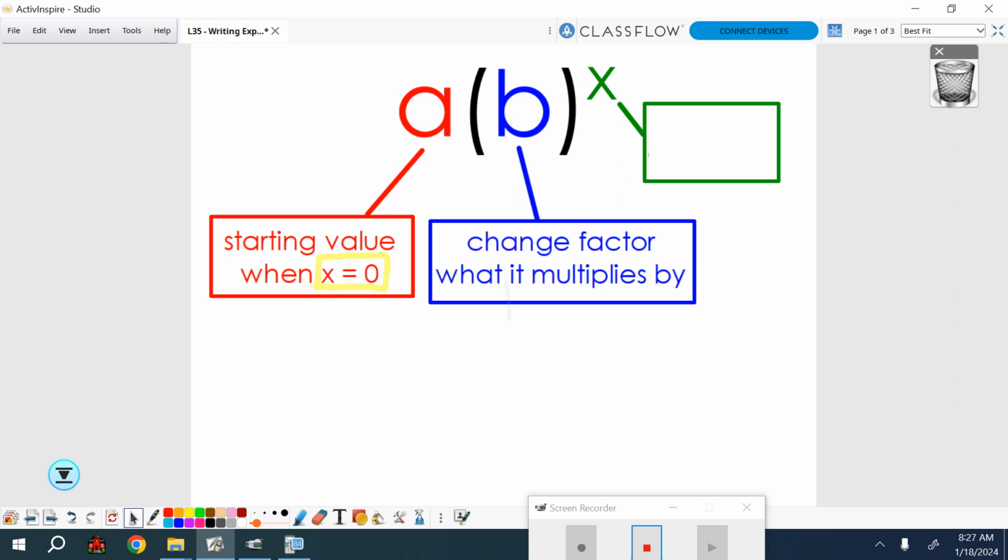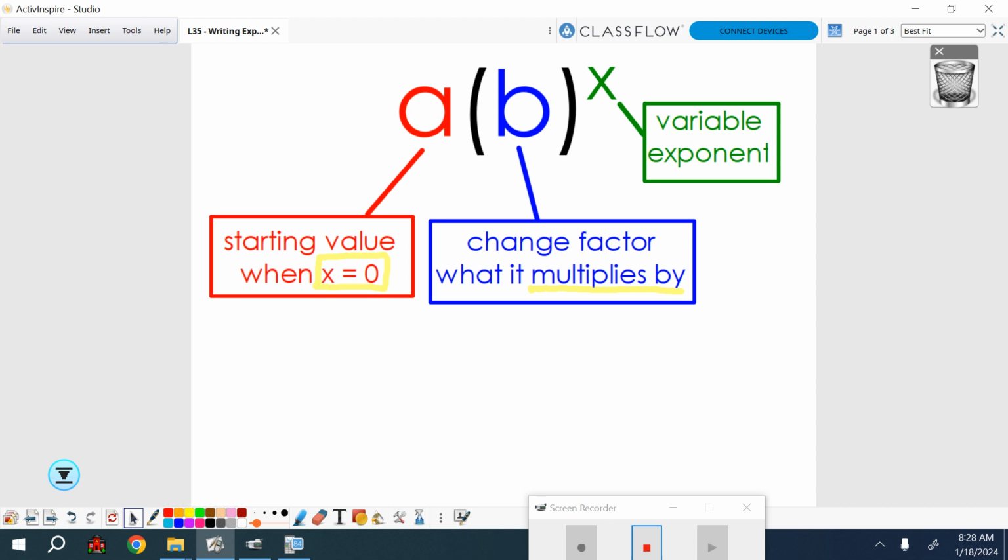The b value is talking about the change factor, what your equation is multiplying by. And it's important to know that when you have an exponential equation, they have to be written in terms of multiplication. Even if it looks like you've got a division pattern, we're going to be multiplying by a fraction. And then the last part of our exponential equation is going to be our variable, or our exponent, which is going to tell us how many times this pattern happens.